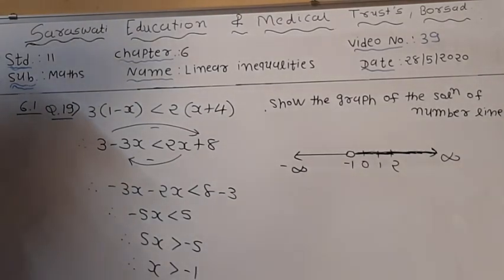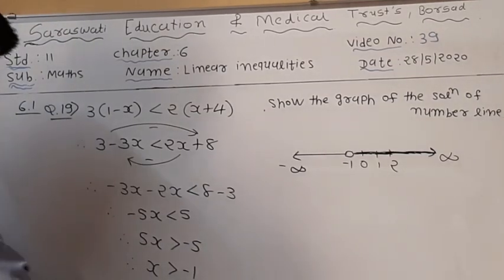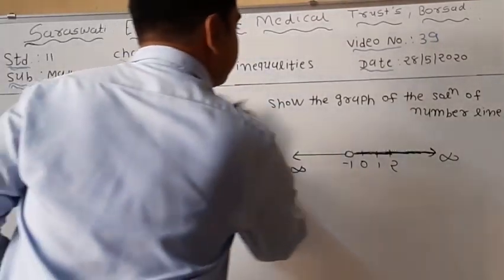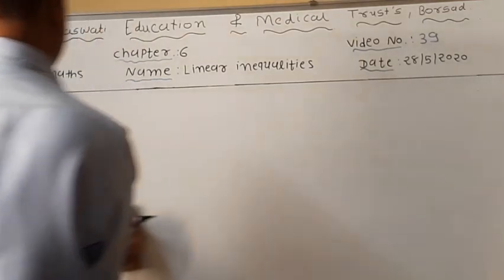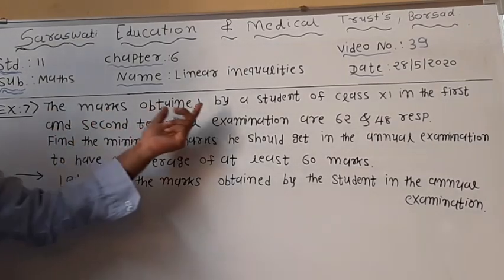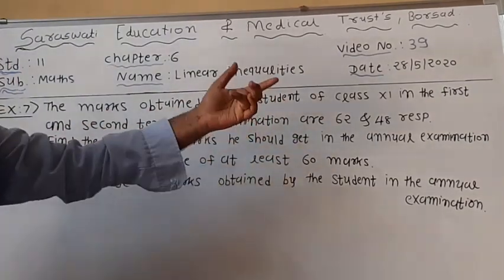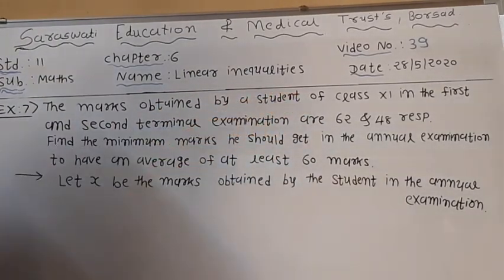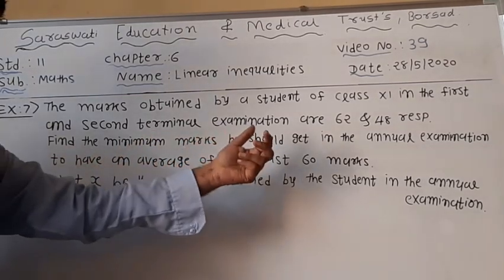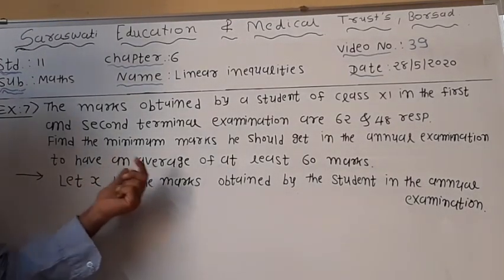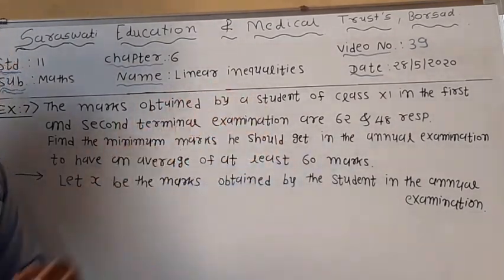Okay, now discuss one word problem. Example number 7. Okay, now next question. The marks obtained by a student of class 11 in the first and second terminal examination are given as 62 and 48 respectively. Find the minimum marks he should get in the annual examination to have an average of at least 60 marks.